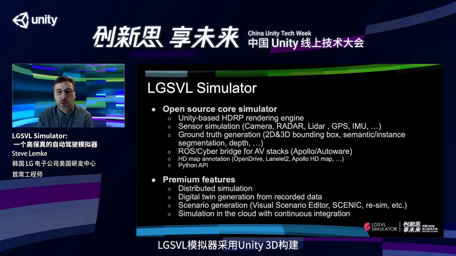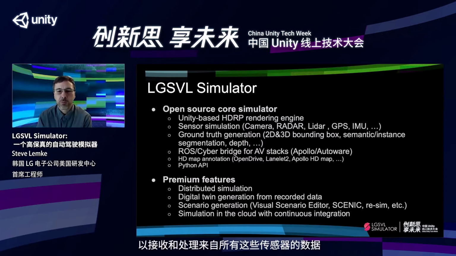LGSVL Simulator is built with Unity 3D and renders photorealistic environments with Unity's high-definition rendering pipeline. It features GPU-accelerated sensor simulation, renders 2D and 3D ground truth, as well as semantic and instance segmentation. AD stacks like Apollo and Autoware connect via ROS or CyberRT bridge to receive and process the data from all of those sensors.